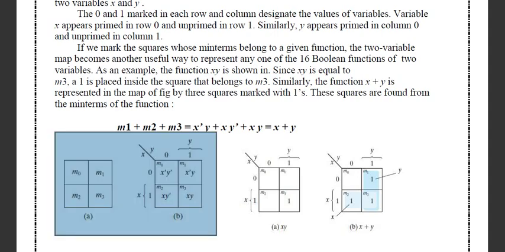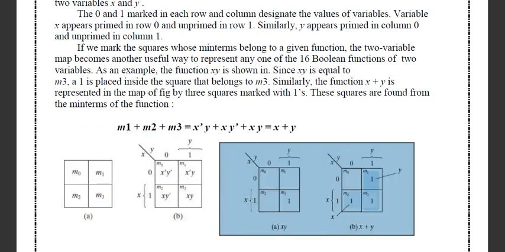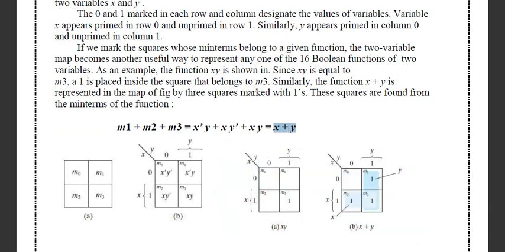From this diagram we can easily see that for XY, the M3 value is 1, and we now want to generate X plus Y. By this formula, X plus Y equals X dash Y plus XY dash plus XY. In this diagram, X dash Y is situated in this section, XY dash is situated in the M2 section, and XY is situated in the M3 section. That's why those three sections get the value 1. That's how the K-map works.